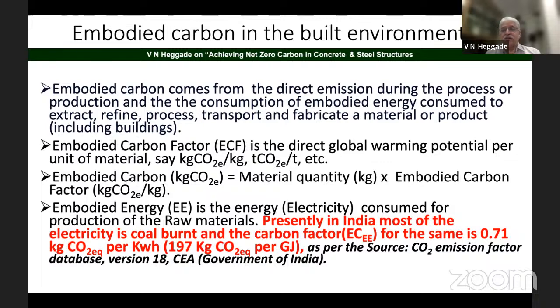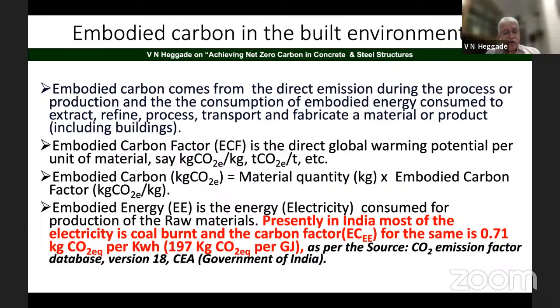When the production of, for example, cement takes place, due to the chemical reaction, some carbon dioxide emission directly takes place, and also a lot of energy is required for the production of the cement. The consumption of that energy is called the embodied energy.